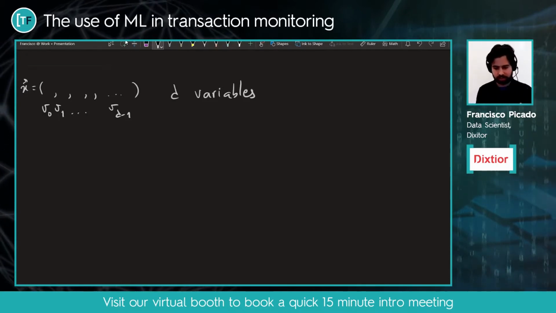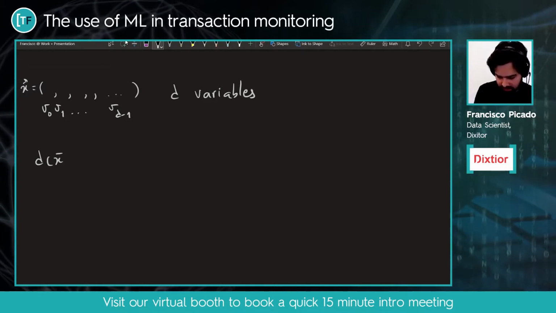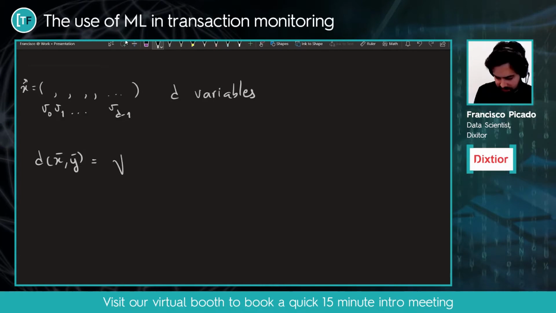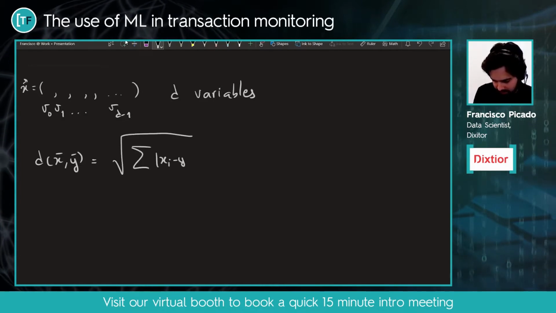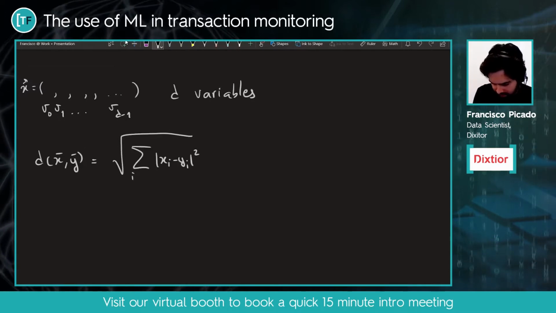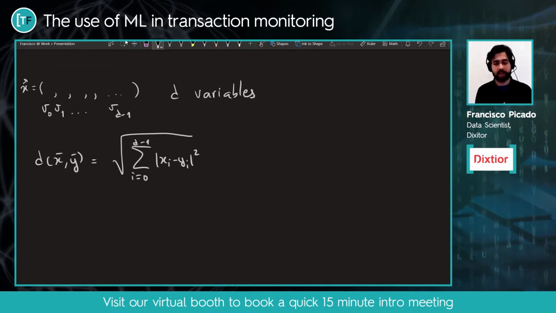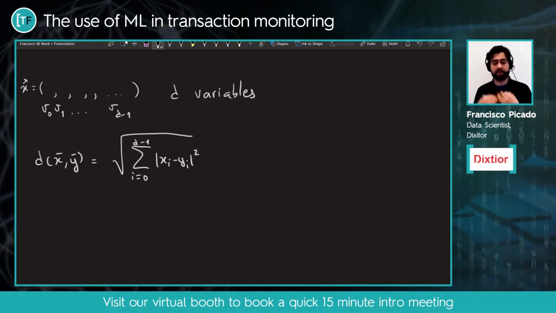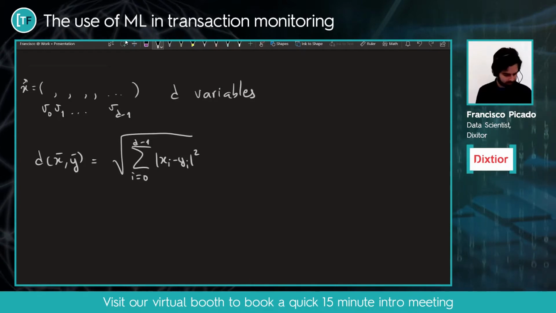Usually, we consider distance to be the Euclidean distance, where the distance between each vector is the square root of this sum I'm drawing over here. And in case this actually scares you a bit, this is just the Pythagorean theorem, but generalized. So this is not too difficult.